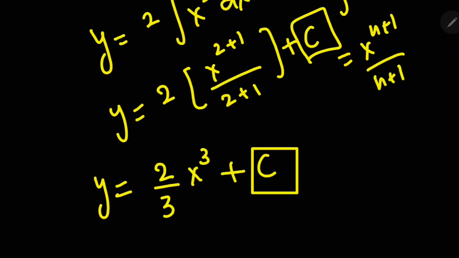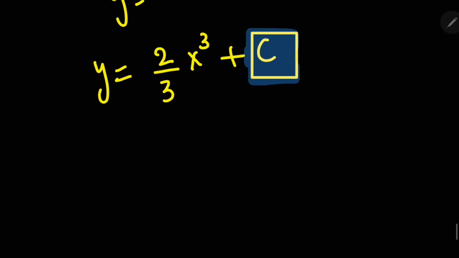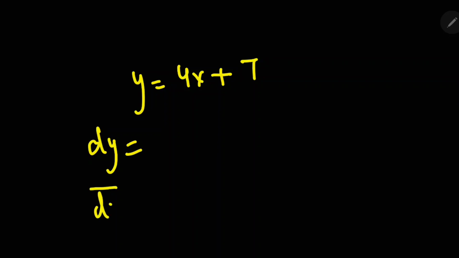Now let's talk about this thing. Coming to the c, this is called the constant of integration. This is a constant, okay? We need to now discuss why we put this constant here. If I ask you, tell me the derivative of this thing, let me do this for you. You're going to differentiate with respect to x. This is going to be 4 and this is going to be 0, right?